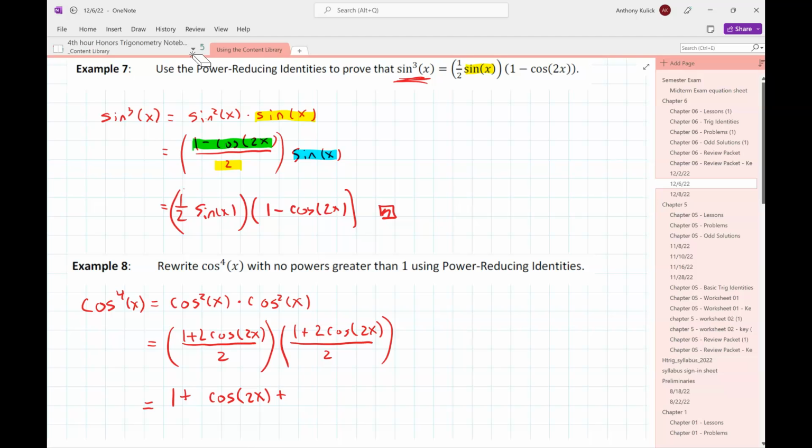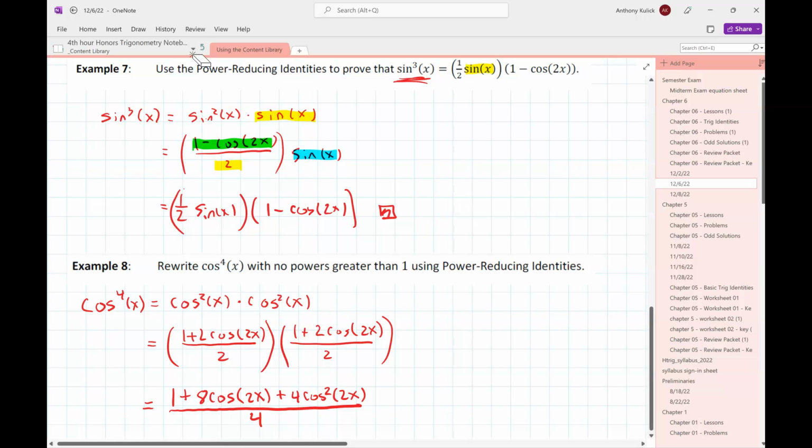Oops, that shouldn't be 4, that should be 8. Oh, what am I doing? How did you do this? Stop being dumb. There we go. All right, sorry about that. Had an extra 2 floating around in there. I don't know why I did that.